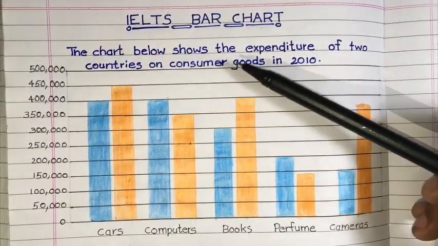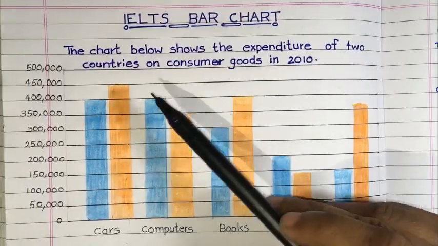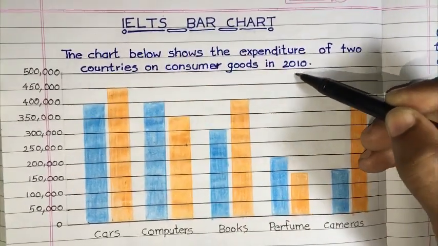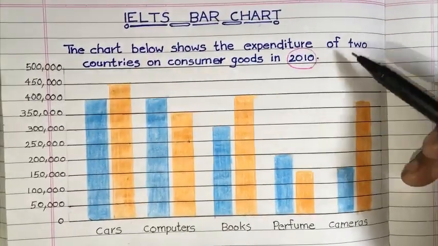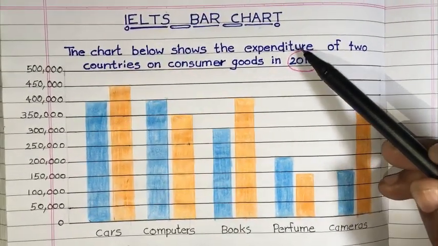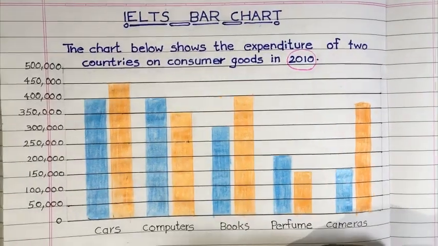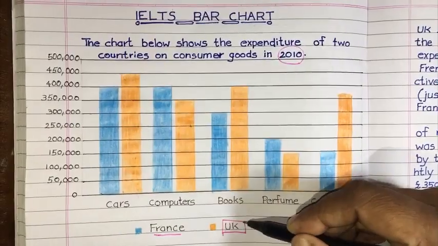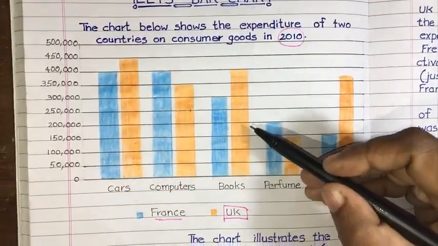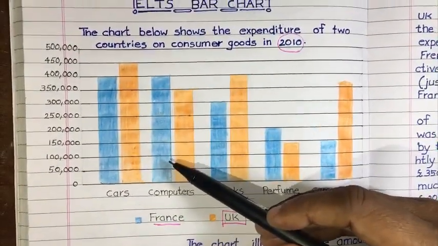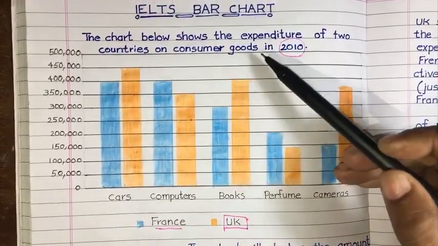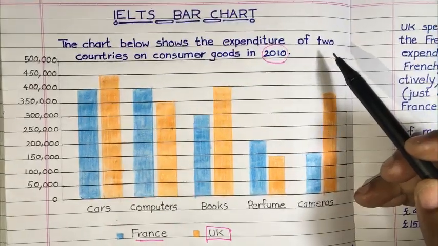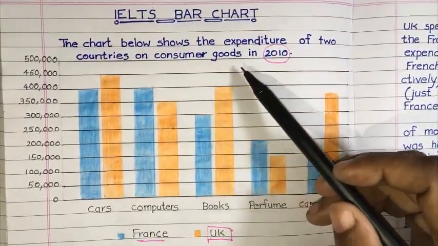See, the chart below shows the expenditure of two countries on consumer goods in 2010. It is about the expenditure; two countries are given here. One is France and one is UK. See the color: the orange one is UK and the blue one is France. So this bar chart shows how they spend their money, simply that way, two countries on consumer goods.